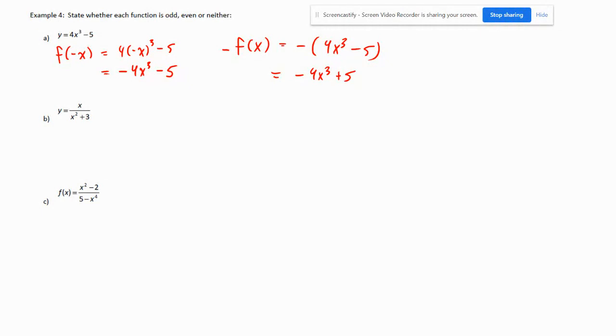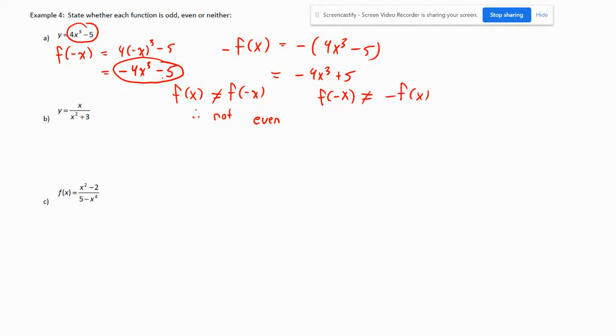If we're looking at this, hopefully we see that our function f of x does not equal f of negative x. In other words, this function is not the same as this function over here. So therefore, the function is not even. Also, f of negative x does not equal negative f of x. This one has a minus 5, this one has a plus 5. Those are definitely not the same. Therefore, it's not odd. So this function is neither odd nor even.